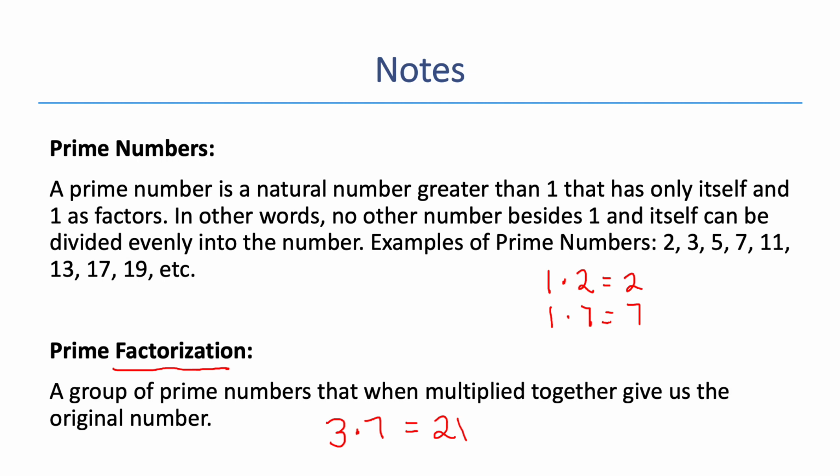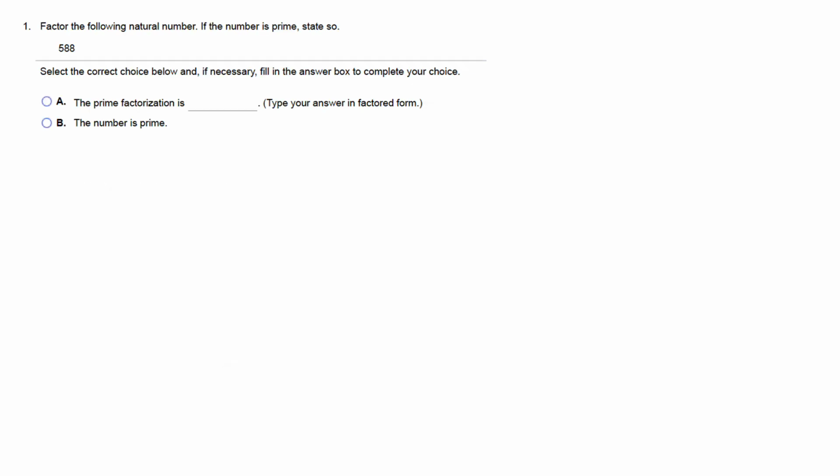Let's look at some examples. Factor the following natural number. If the number is prime, state so. Here we're given the number 588. We want to factor this number into the set of prime numbers.